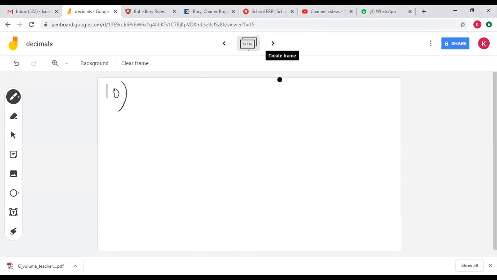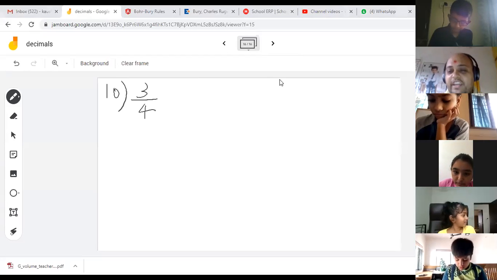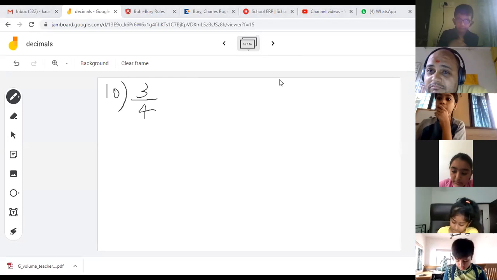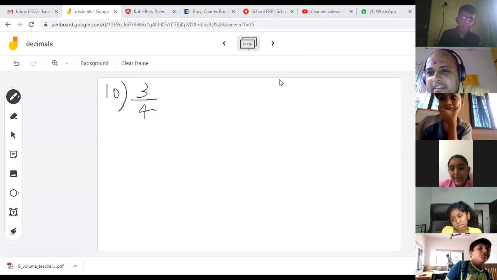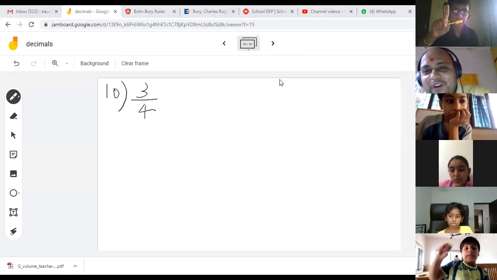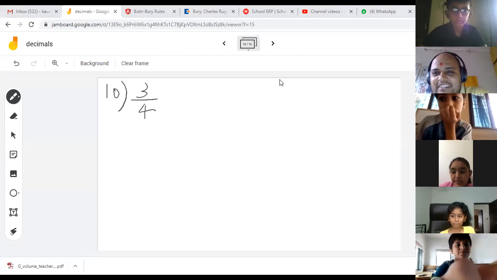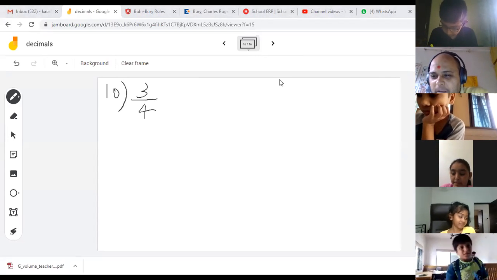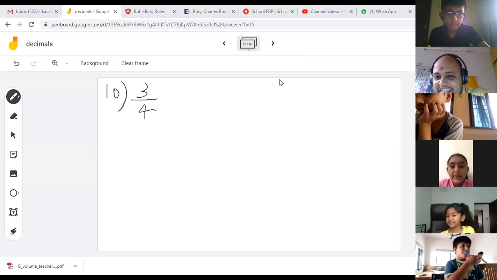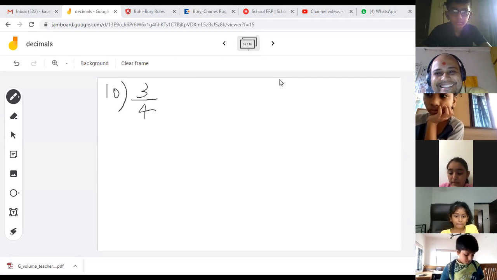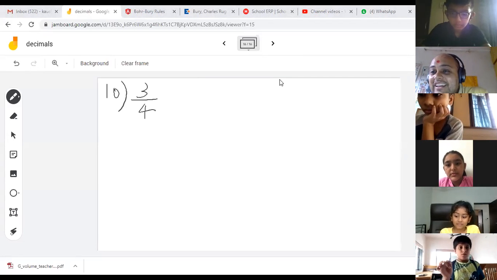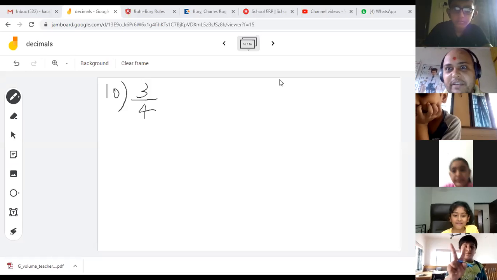Now, next one, number 10. Now you will have to think. 3 upon 4. Now, can you convert 4 into 10? Then what do you do? Yes, Dwij, if you know the answer, go ahead and send it in the chat box. Come on, Shubh, Mahir. 10 is not possible. So which is the next multiple that will come in 10?